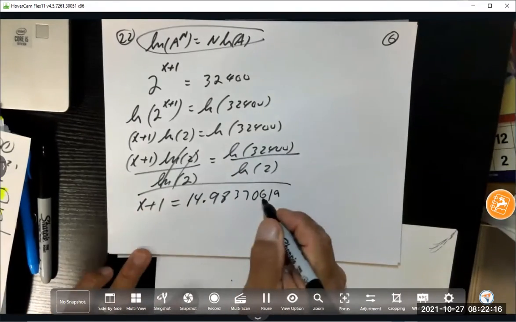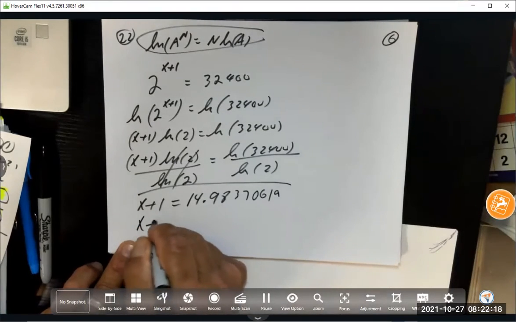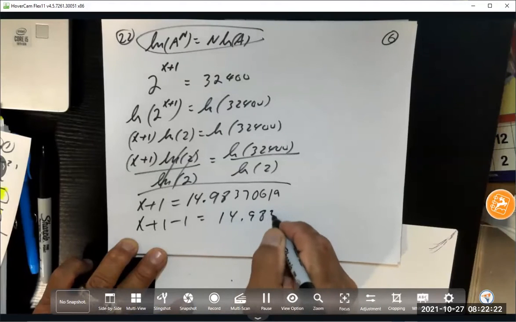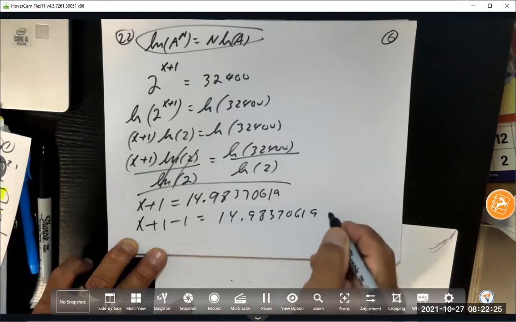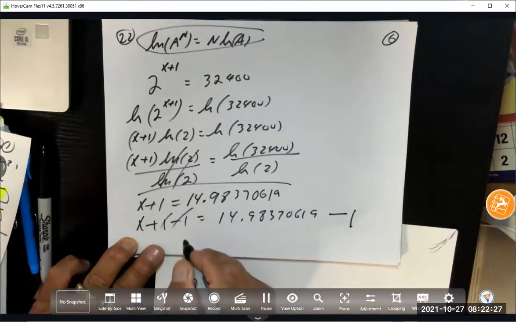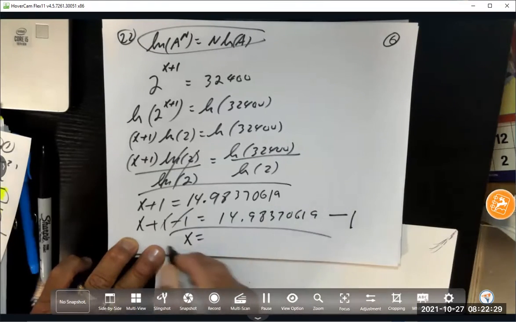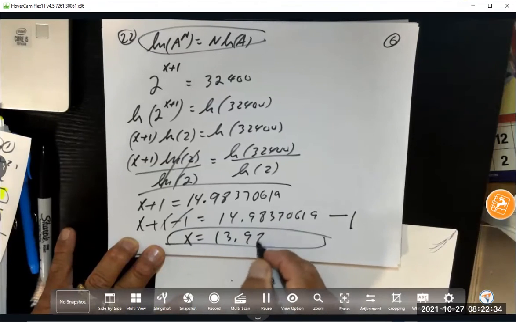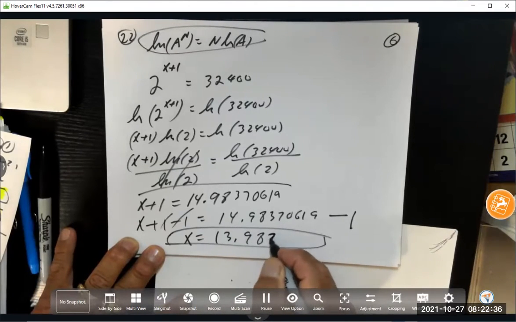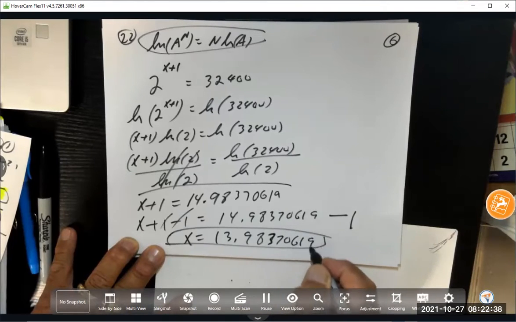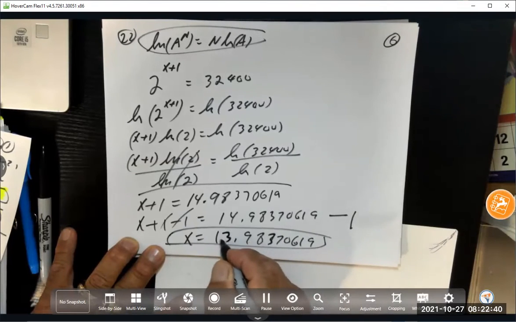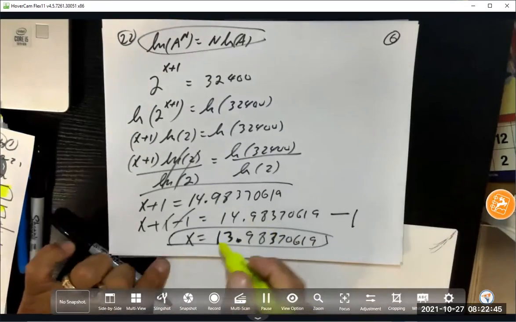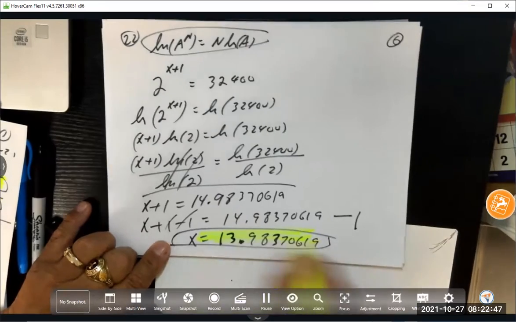So I got this. But that's what that is, right? It's not done because you need to subtract the 1, right? Yeah, we still gotta subtract 1 more. So 14.98370619 minus 1. So it's just gonna reduce it a little bit. So it's gonna become 13.98370619. Yeah, it's just gonna make it one smaller. That's all. So it's not done there. Now it's done. Now this is the final answer.